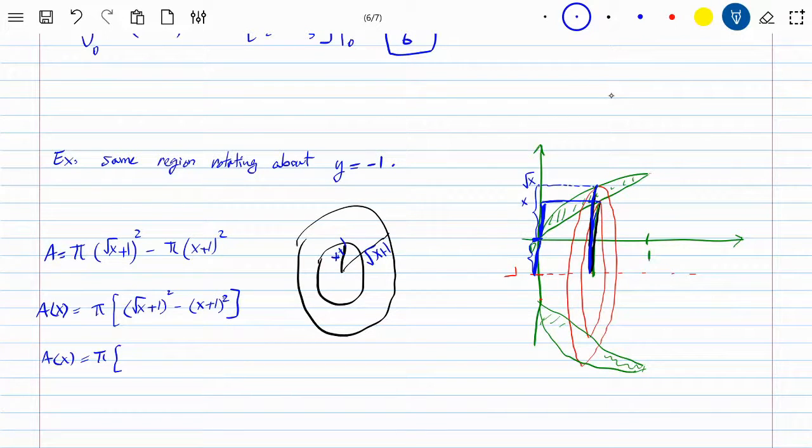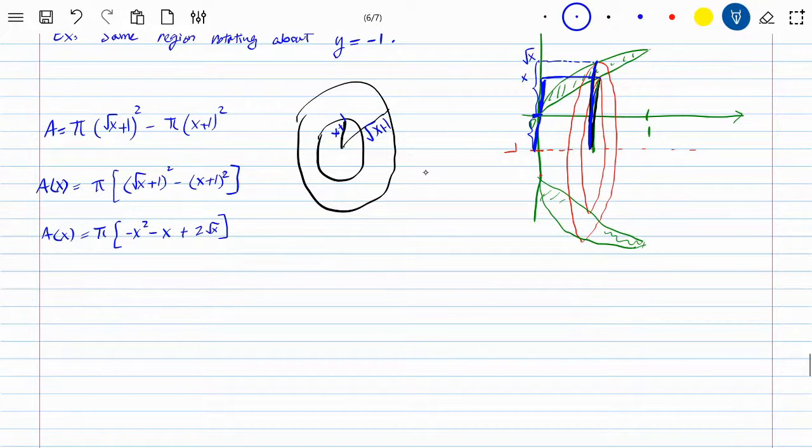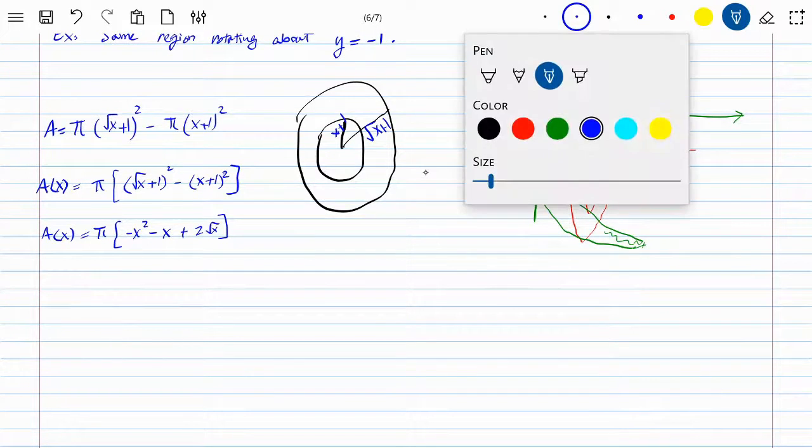If you square these and subtract them from each other, what you get is negative x squared. I'm going to skip some steps, minus x minus 2 square root of x. The other terms will cancel out. I think this is plus 2 square root of x. Okay, make sure that you double check my work, but I think this looks correct. So how do you find the volume?